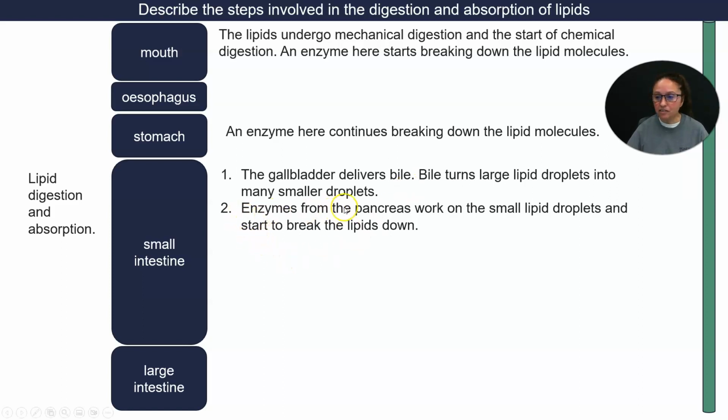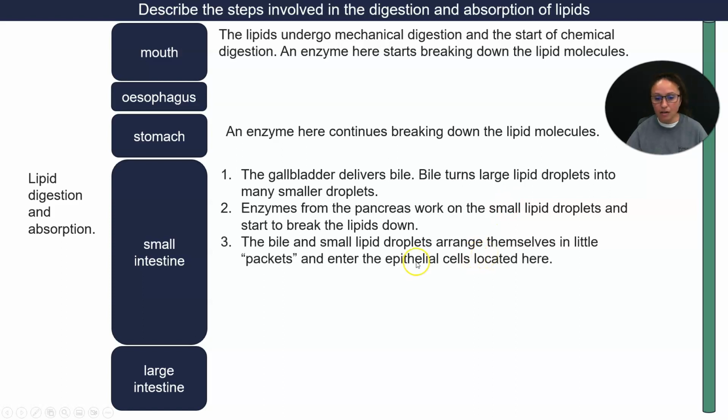Then we have the enzymes from the pancreas work on the small lipid droplets. What you want to do is increase the surface area of food, because then the enzymes have more space to work on. That's the whole point. So the gallbladder delivers bile, and we go from a large lipid droplet to a small lipid droplet.